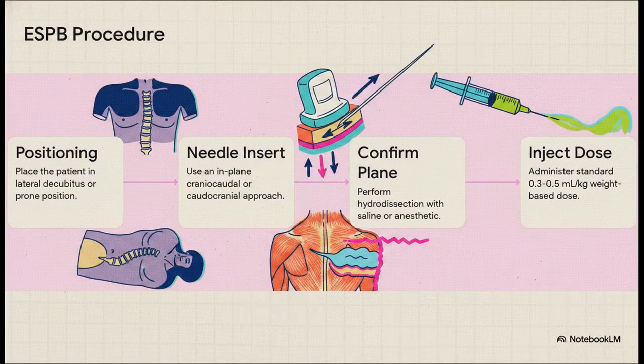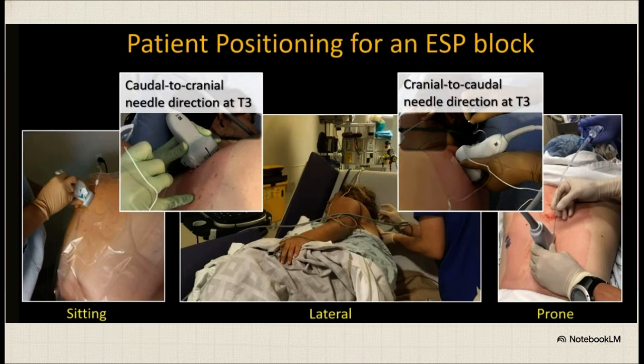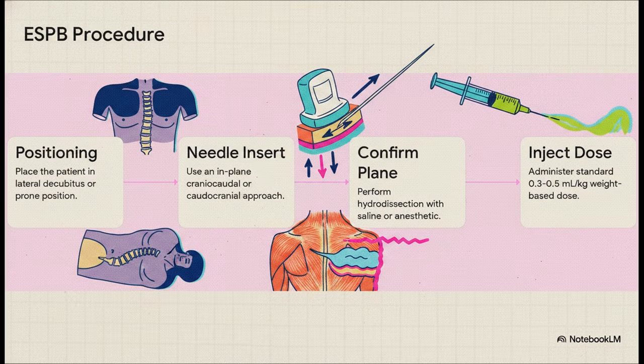So, let's walk through the actual procedural workflow. First, patient positioning. You can execute this beautifully with the patient in the lateral decubitus position or prone. Prone is especially brilliant if you are performing bilateral blocks or putting in bilateral catheters. Once prepped, insert your needle using an in-plane approach. Depending on your ergonomics and the ultrasound machine position, you can safely approach craniocaudal or caudocranial. Both are perfectly acceptable.